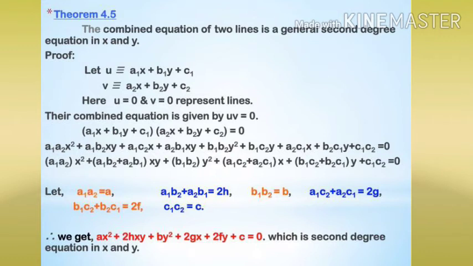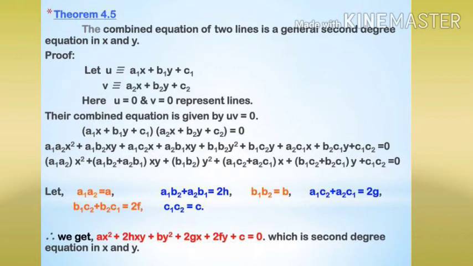Just for writing purposes, we will write a1a2 is equal to a, a1b2 plus a2b1 is equal to 2h, b1b2 is equal to b, a1c2 plus a2c1 is equal to 2g, b1c2 plus b2c1 is equal to 2f, and c1c2 is equal to c. So the equation we are getting is ax square plus 2hxy plus by square plus 2gx plus 2fy plus c is equal to 0. Clearly this is a general second degree equation.